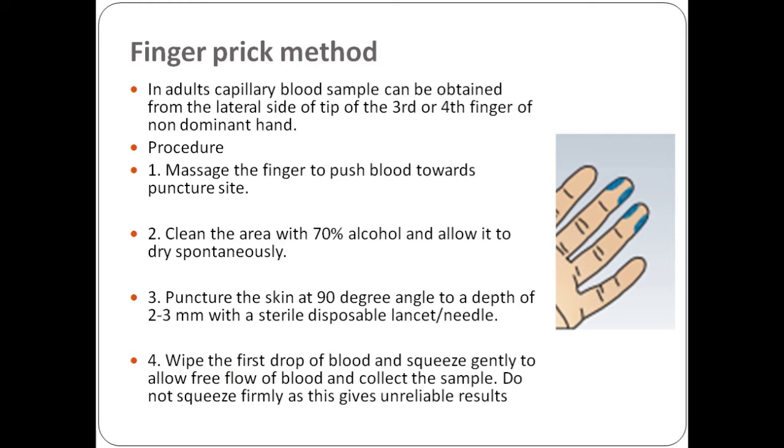For collection of the blood sample, first massage the finger to push blood towards the puncture site. Clean the area with 70% alcohol and allow it to dry spontaneously. Then puncture the skin at a 90-degree angle to a depth of 2 to 3 mm with a sterile disposable lancet or needle. Wipe the first drop of blood and squeeze gently to allow free flow of blood, and collect the sample. Do not squeeze firmly as it gives you an unnatural result.